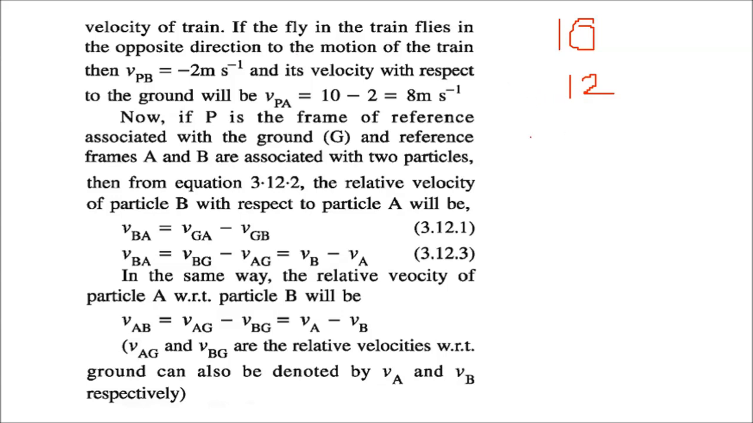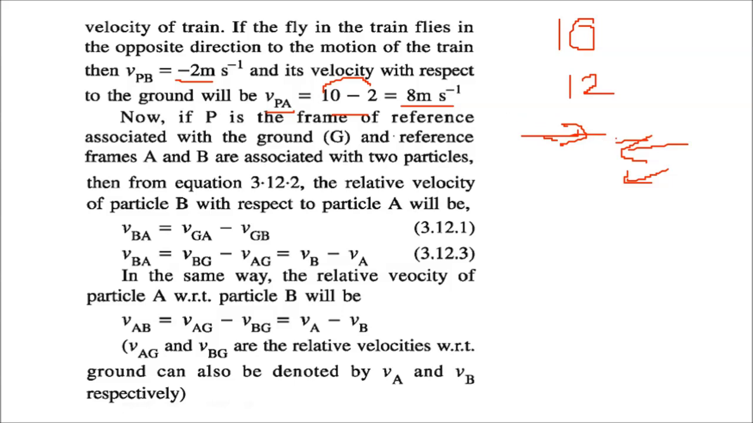Now assume that this train is going like this and the fly is going like this. So if the fly in the train flies in the opposite direction to the motion of the train, we have to take this as minus 2 meter per second. Again applying the same formula, it will be not 10 plus 2 but 10 plus minus 2, that is 10 minus 2. So now the speed decreases. When they are in the opposite direction, the speed has to be subtracted.